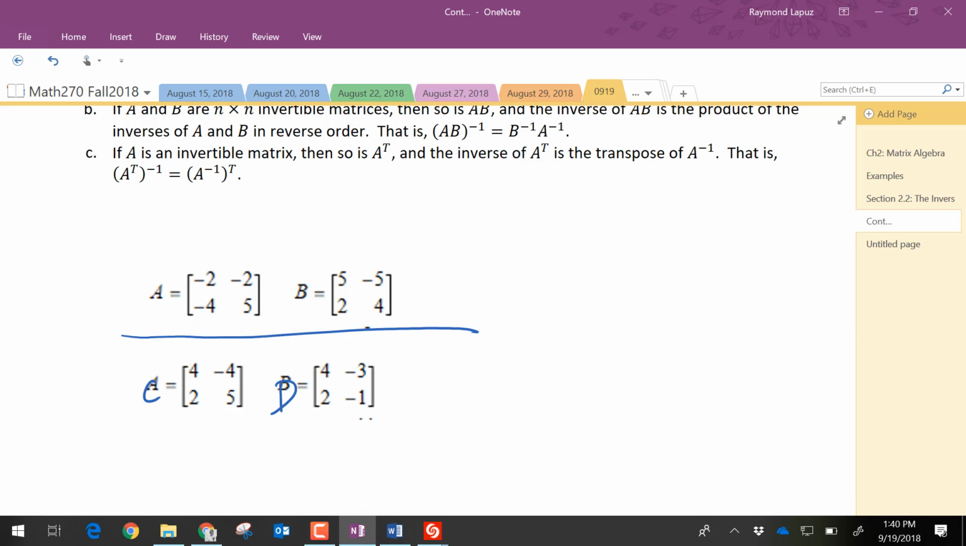You do A times B, and you find A inverse, and then you find B inverse, and then you find A inverse times B inverse. So you have to multiply it. You have to wait till these guys are done and then get their inverses and multiply them. And then you do B inverse times A inverse. Sure.